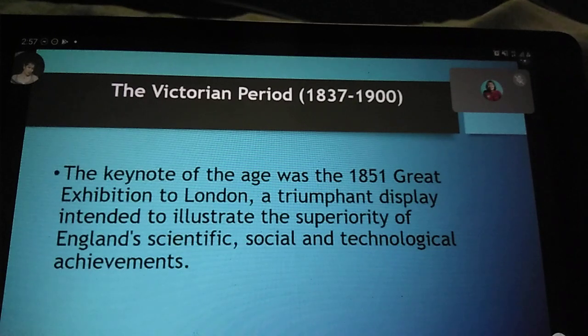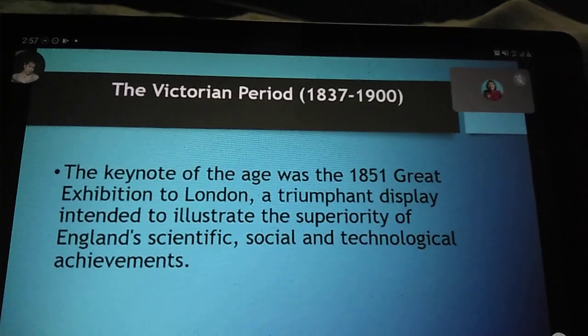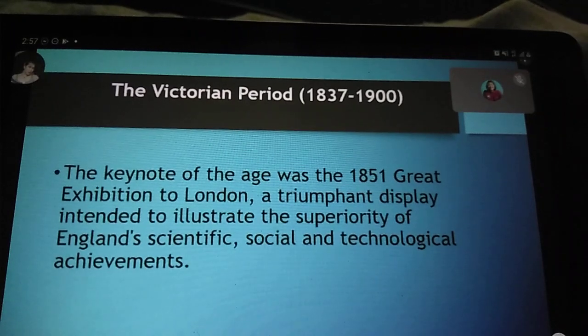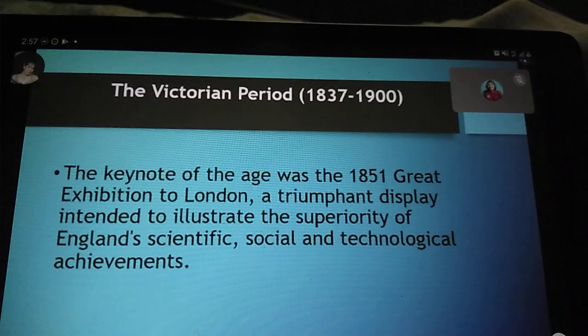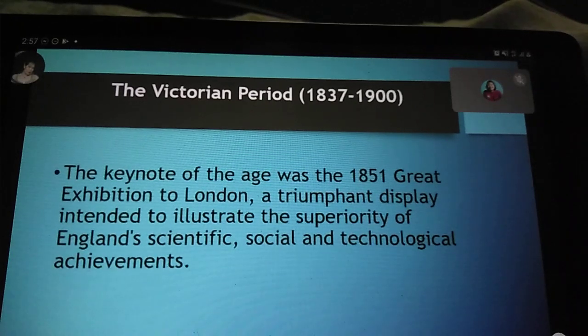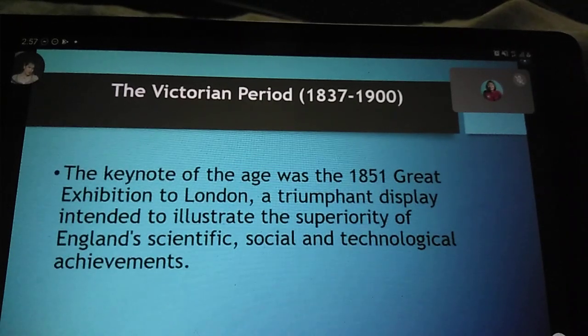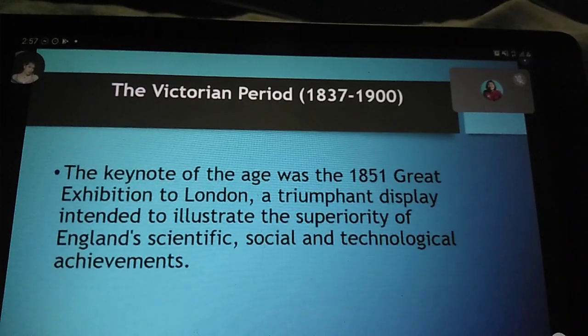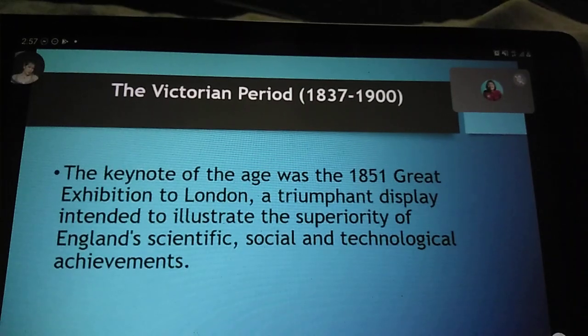The keynote of the age was the 1851 Great Exhibition sa London. A triumphant display intended to illustrate the superiority of England's scientific, social, and technological achievements. Also called the Crystal Palace Exhibition. The Great Exhibition was a symbol of the Victorian age, and the aim of this was to show that technology was the key to a better future.